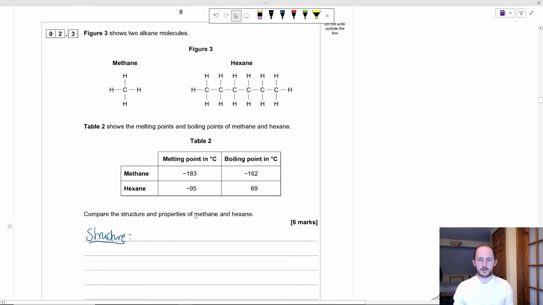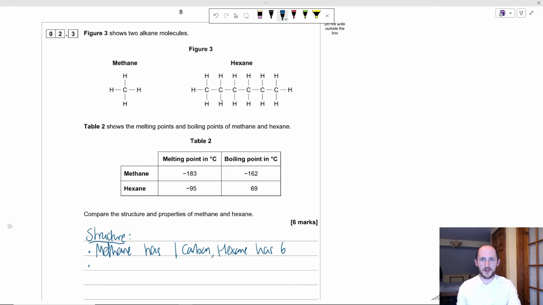Now, compare the structure and properties. So what does it mean by compare the structure? You look at these 2 chemicals and you say what's different about them. Okay, and again, I'm not going to write all of the points. You only need to have 6, but I'm going to explain all of them. So point number 1 is methane has 1 carbon atom, hexane has 6. I'm just looking and seeing, right? It's not that bad. There you go, 1 mark.